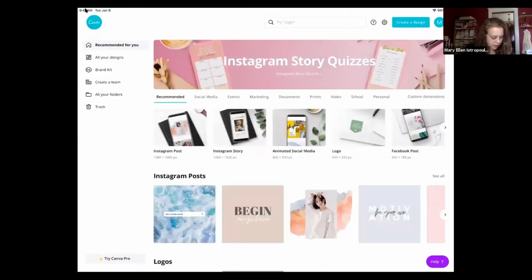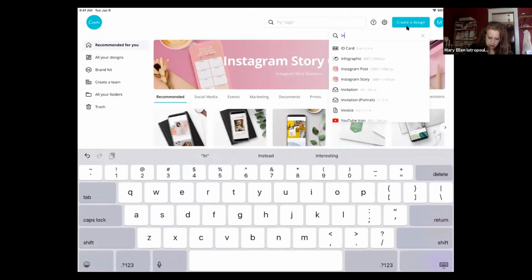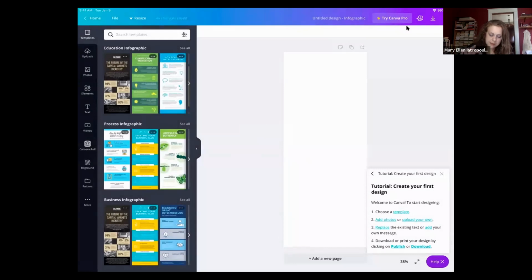All right, so now we are on the home page of canva.com or the Canva app. What we're going to click, whether you are on your device or on a computer, is create a design up here. And we're going to do a quick search for infographic. And we're going to click on infographic. And it takes us to, oh, I always allow digital art apps to access my photos. If you would like to, you can always turn that off in your settings.